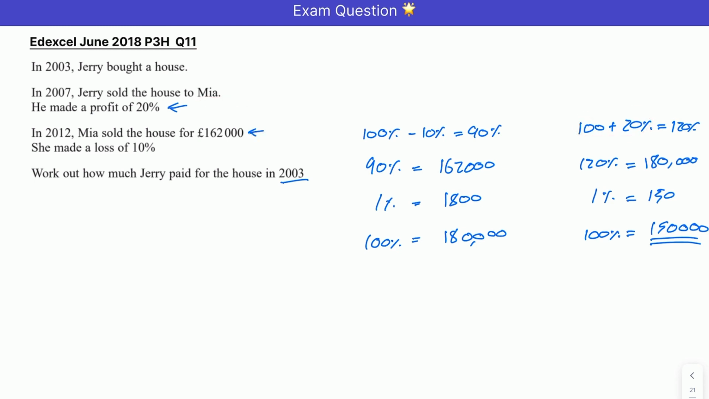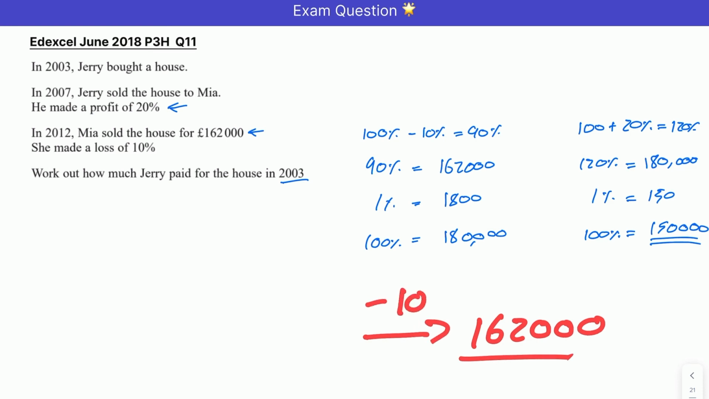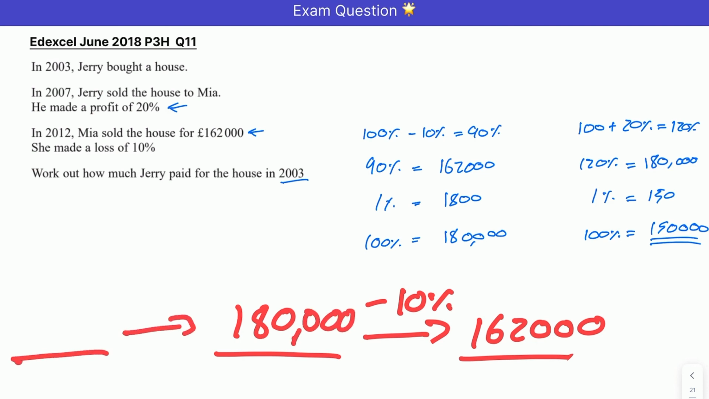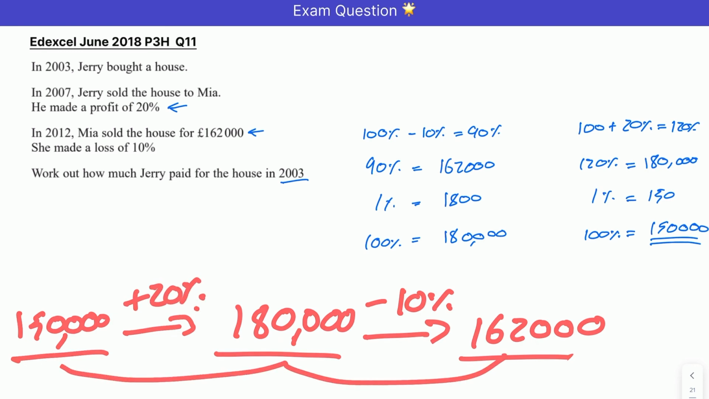And again, you can think of it in the same way. The price that we had at the end was the 162,000, but we knew that she had made a loss of 10%. So we worked back from the loss, and we knew that the original price she paid would have been higher because she made a loss. And in the case of Jerry, she made a profit, so we knew the price was going to be higher. And in her case, it was a plus 20%. And that's how we went from there to there, and then there to there.